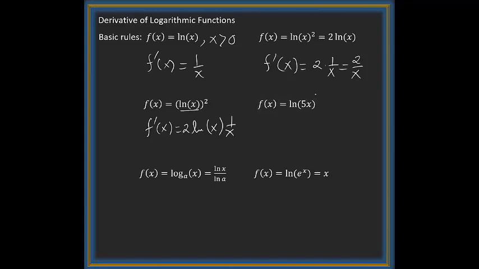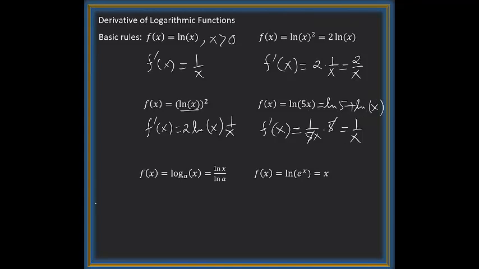This one is a very important function. You can use the chain rule: the derivative of natural log of 5x is 1 over 5x, and then the derivative of 5x gives you 5. So the 5 cancels out and you get 1 over x. This is very important to know. Otherwise, you can think of it like this: natural log of 5 plus natural log of x, because of the property that natural log of a times b is natural log of a plus natural log of b. Natural log of 5 is a constant, so its derivative is 0, and the derivative of natural log of x is 1 over x.